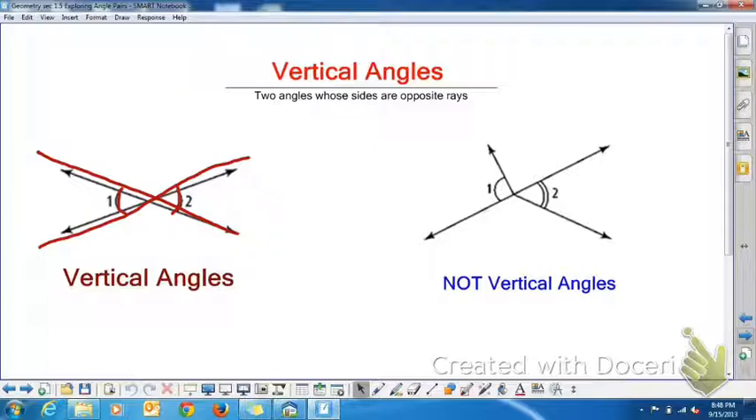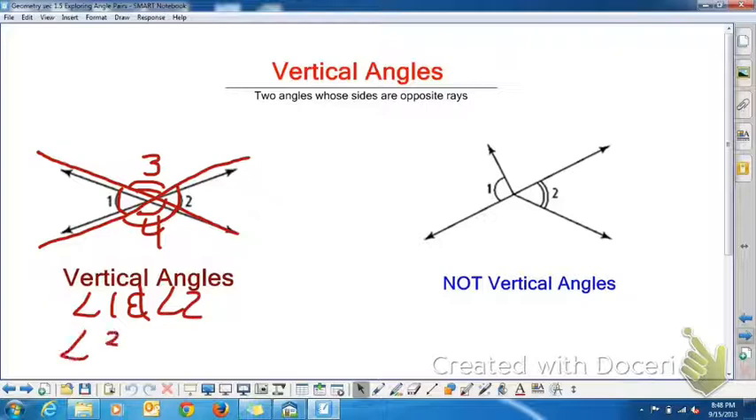There's actually another pair of vertical angles in this picture. Angle 3 and angle 4, they are vertical angles to each other. Therefore, they are congruent to each other. They are not congruent to angle 1 and angle 2. Angle 1 and angle 2 are a pair of vertical angles, and angle 3 and angle 4 are another pair of congruent vertical angles.